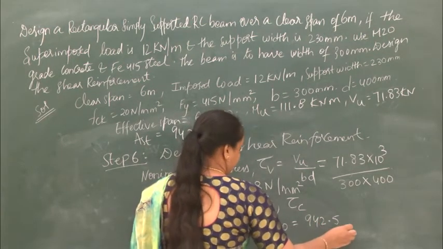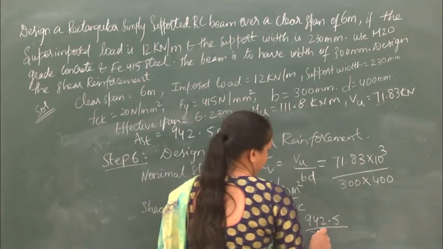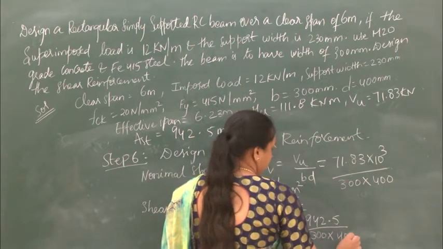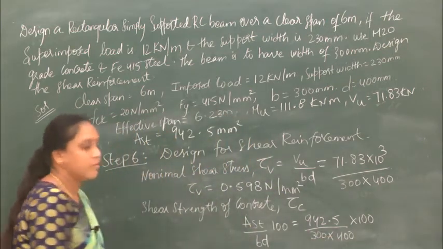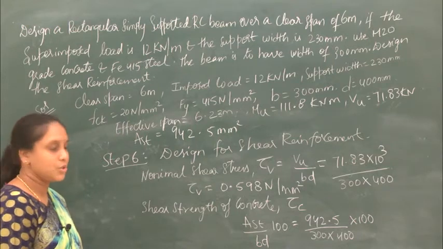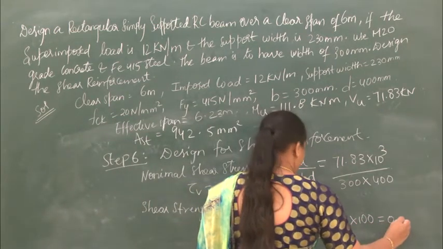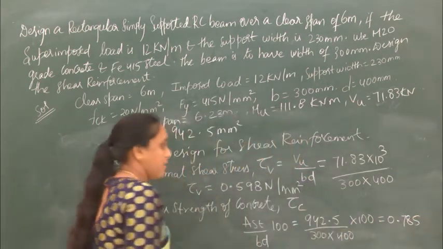942.5 mm square divided by B. B is how much it is? 300 into D is how much? 400 into 100. So from this you will get the percentage of steel. So if you calculate this, you will get a value of 0.785.